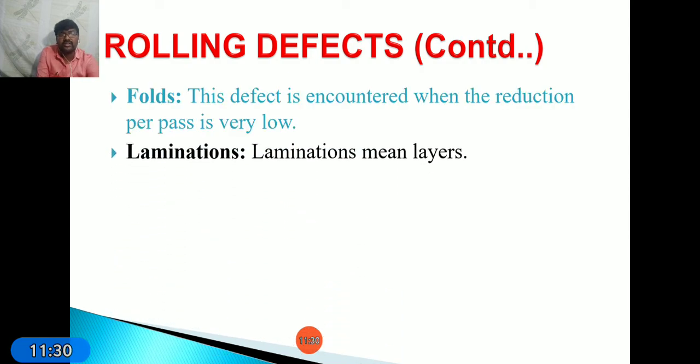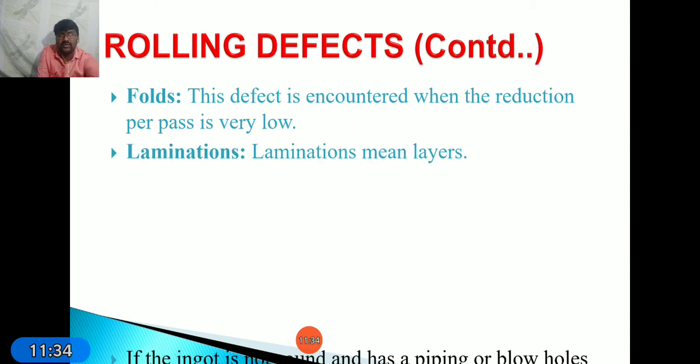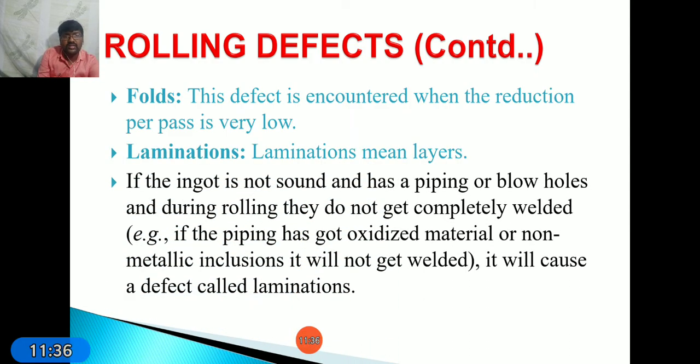Next, coming to laminations. Laminations means layers. If the ingot is not sound and has piping or blowholes during the production of steel or in the casting process, and during rolling they do not get completely welded, that is, the piping has oxidized material or non-metallic inclusions, so it does not get welded. It will cause a defect called laminations.